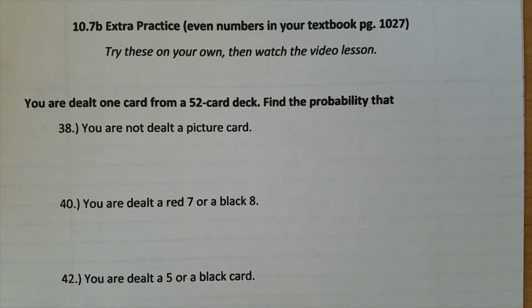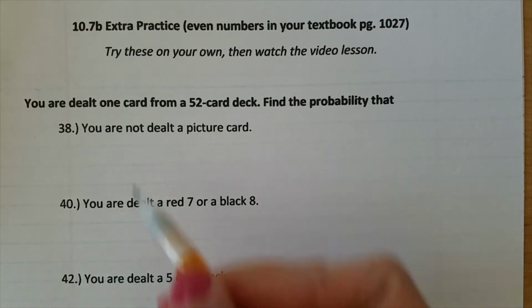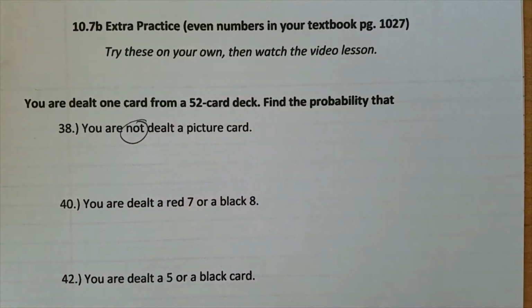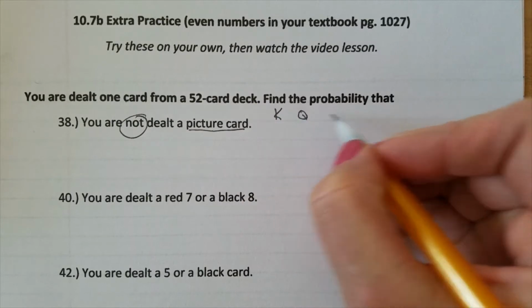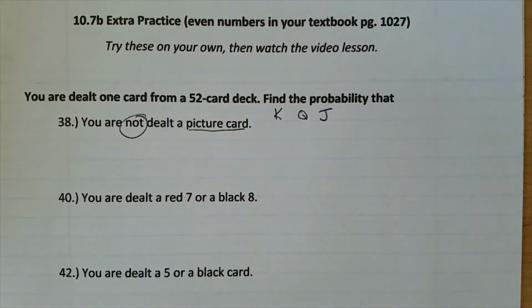Let's take a look at some problems from 10.7. You are dealt one card from a 52 card deck. Find the probability that you are not dealt a picture card. Okay, keyword here is not. Let's look at picture cards. Picture cards, we have a king, queen, and a jack.